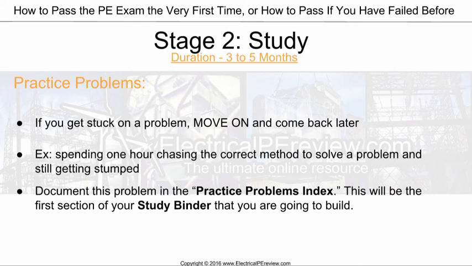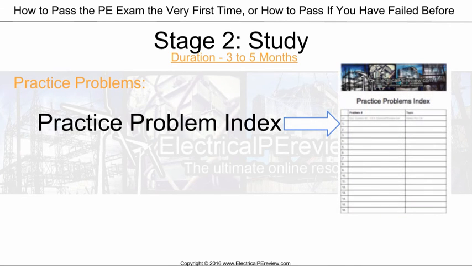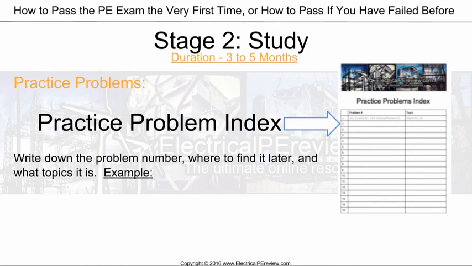And you're going to be building an actual study binder that you're going to use to study with and eventually take to the exam. So download our practice problems index. You can find that on the same course page, and you're going to keep it in the front of your study binder. So here's a quick look at what that looks like, and it's just a real simple index. You're going to write down the problem number and where you can find it later when you're reviewing, which is important. We're not just going to forget about these problems that we can't solve. We're just going to choose to focus on them at a time that makes much more sense.